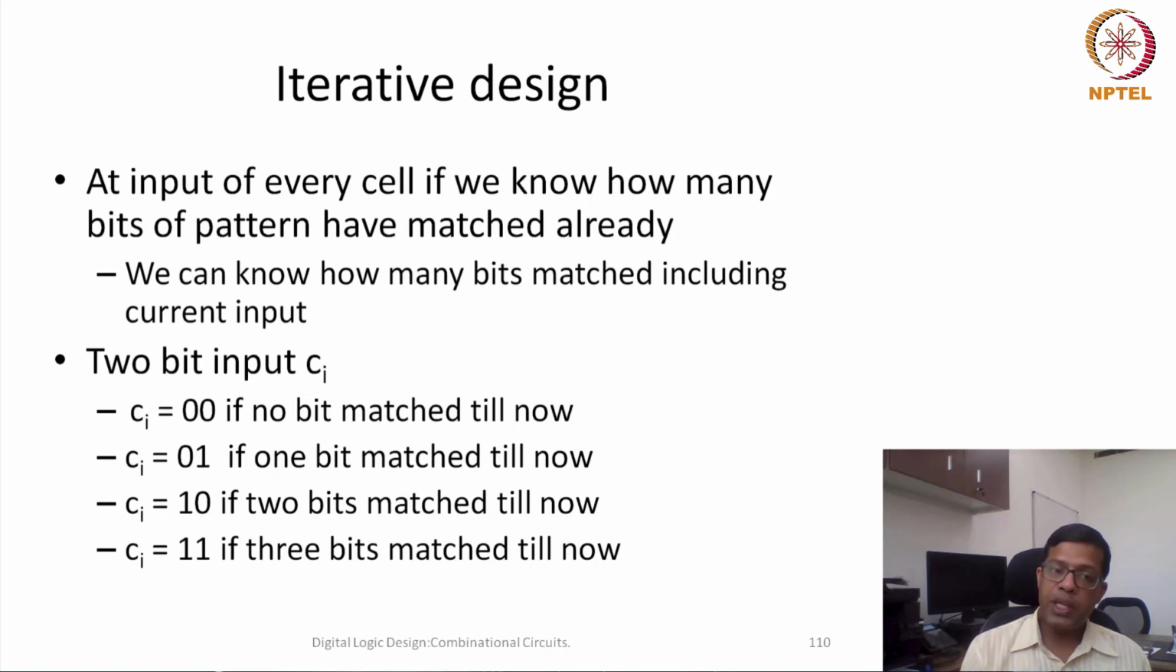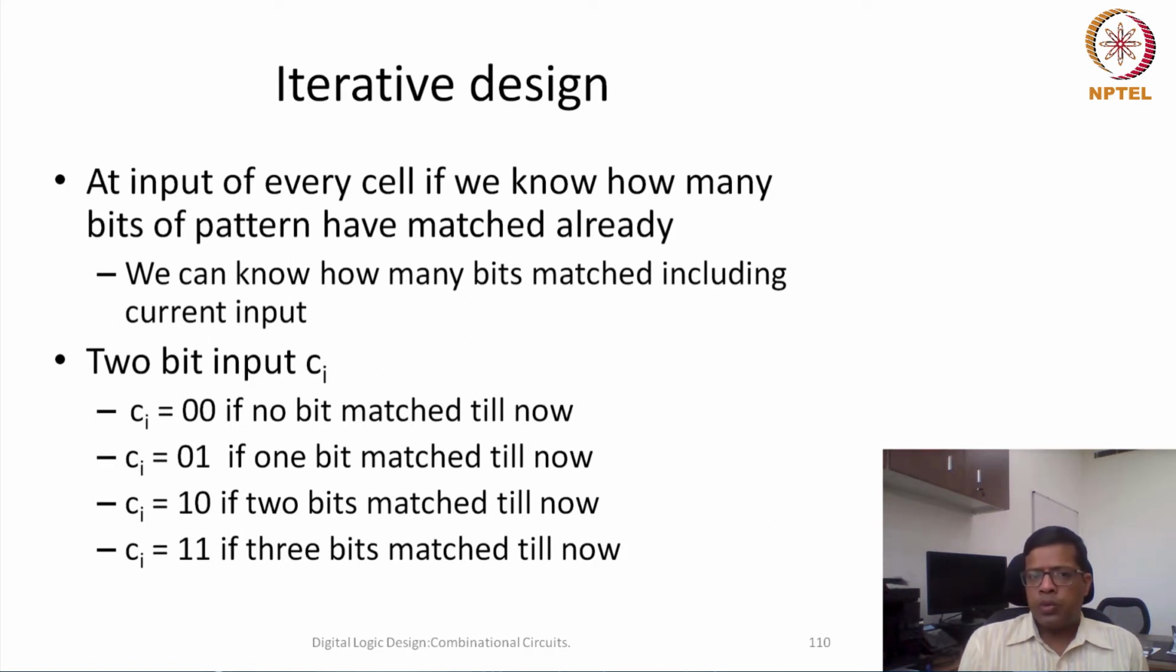I'll repeat this particular question again: why are we not keeping another piece of information that all the 4 bits have matched till now? Since this is an iterative design, the output of this iterative cell would be given as an input to the other one. So the information that all the 4 bits have matched is of no value to the input circuit. For the input circuit, I just want to understand whether one of the previous bits, or 2 bits, or 3 bits of the pattern has matched.